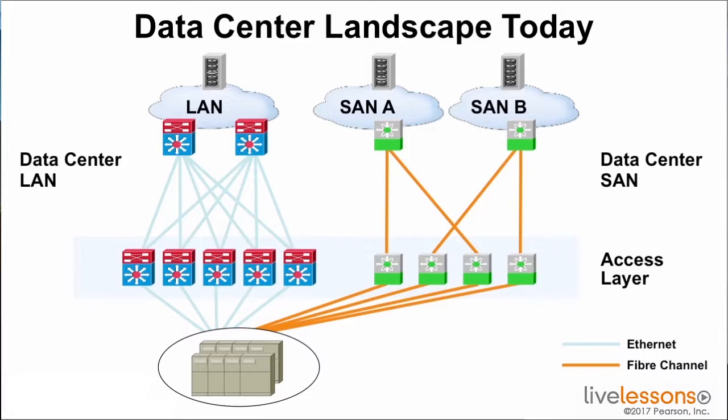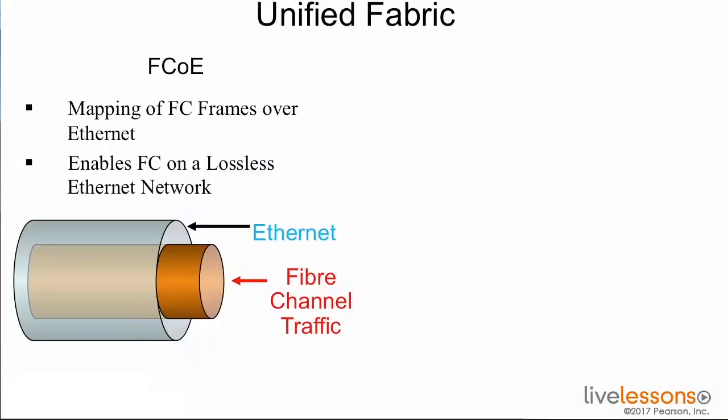And that's exactly what happened with 10 gigabit Ethernet and the ability to provide lossless fabric on an Ethernet switch. We were able to develop a protocol called Fibre Channel over Ethernet, which allows us to basically map Fibre Channel frames over Ethernet. And because we can provide a lossless fabric, it allows us to transport that mission critical data between servers and storage area networks.